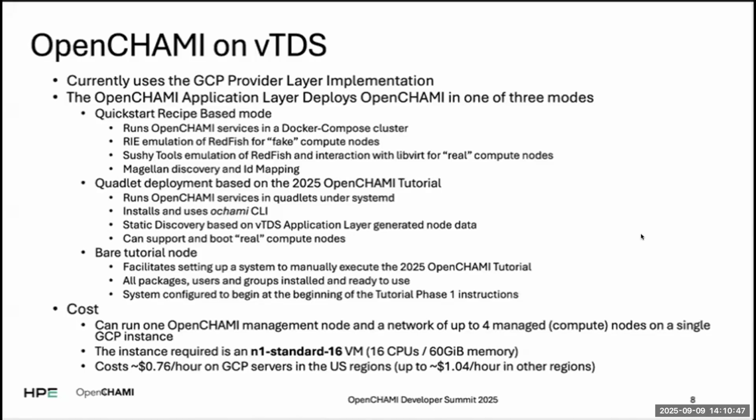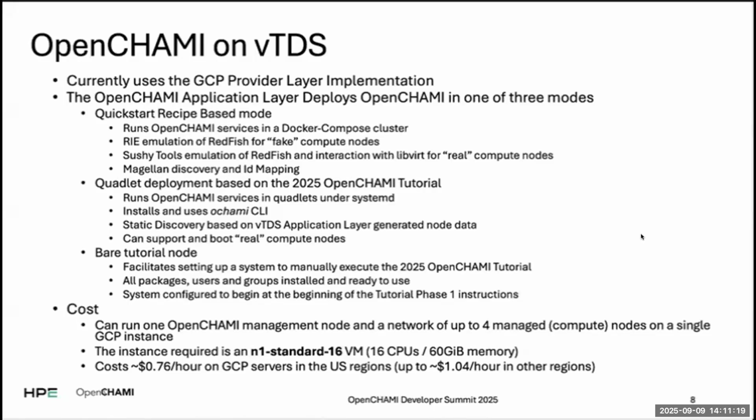Just a note on cost. We can run one OpenShami management node and a network of up to 4 managed compute nodes on a single GCP instance. And that instance, I say here required. I think this is required. I haven't tried scaling it down. It is an N1 standard 16 VM, which is 16 CPUs and 60 gigabytes of memory running on a virtual machine with nested virtualization.